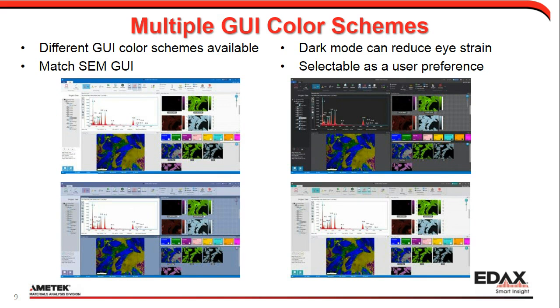There are 4 color schemes available: light, dark, blue, and gray. You can choose the color you like, or have the color match your SEM user interface color. The dark mode can reduce your eye strain when you are collecting or analyzing data for a long time.